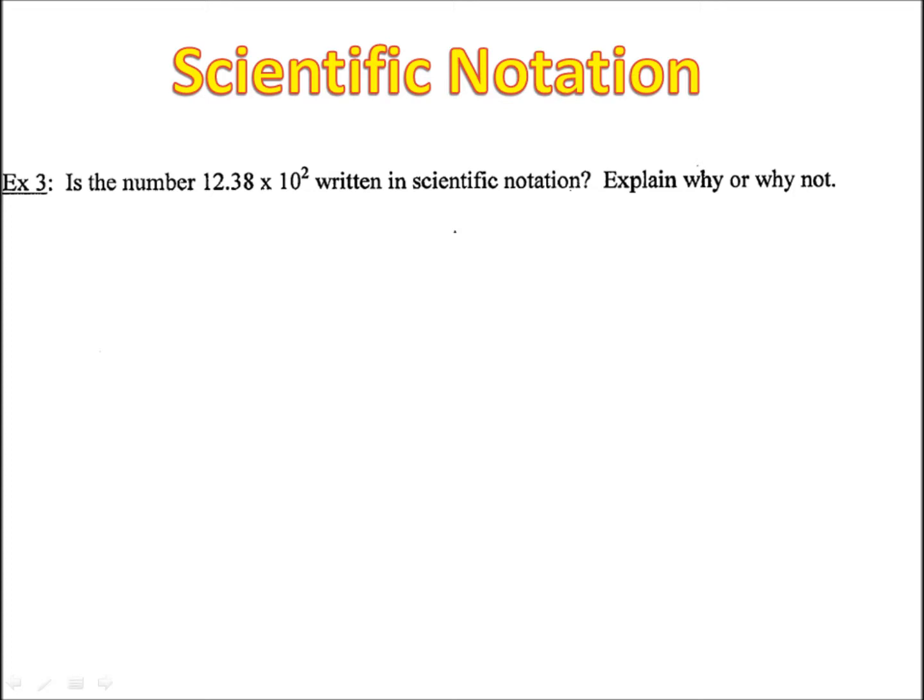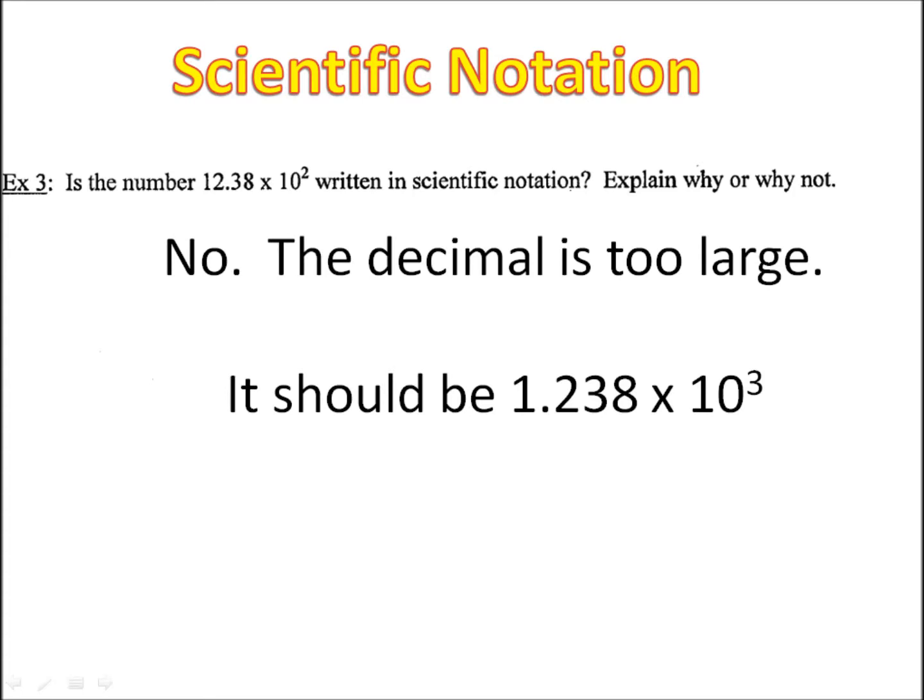Look at the number to the left of the decimal point. It's the number 12. The number on the left of the decimal point has to be between 1 and 9. We have to move that decimal point one place over. So we have 1.238 times 10 to the third.